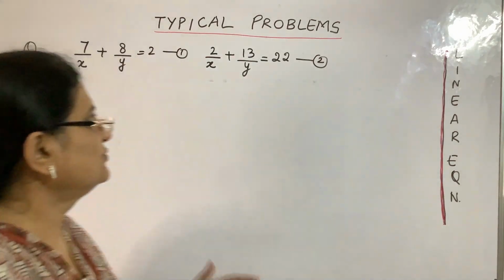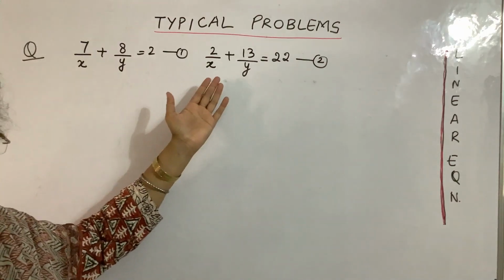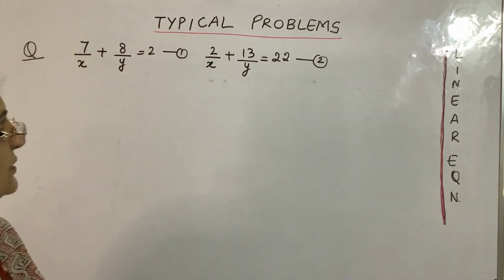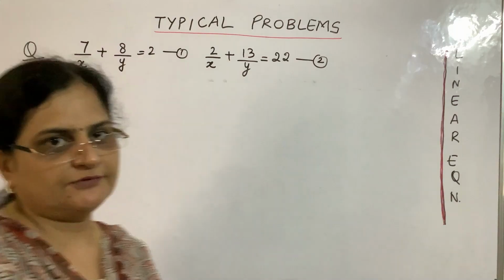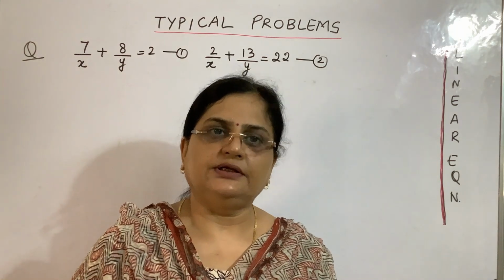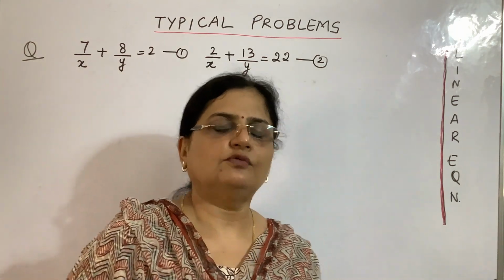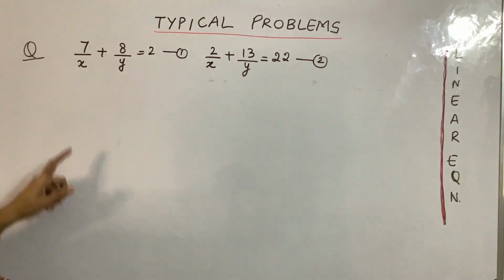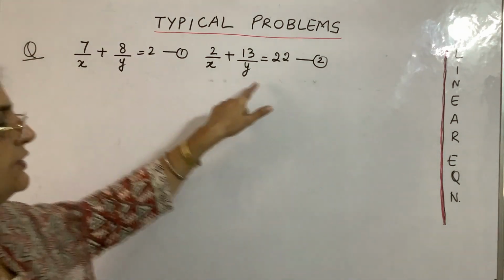This is another kind of question which is many times asked in the exams, and this is also a typical problem in which you have to reduce it to linear equation in two variables. Over here, if you pay attention, then the variables are given in the denominators.